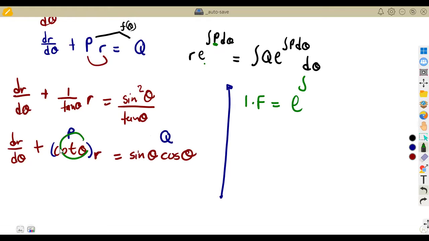Our P is what? It is cot. So it is the integral of what? Of cot theta. That is our P. That is our cot theta with respect to theta. So meaning to say we are supposed to integrate cot theta. Is it possible for us to integrate cot theta? That is the question. Is it possible for us to integrate a cot? All right. So it's possible for us to have the integral of a cot.